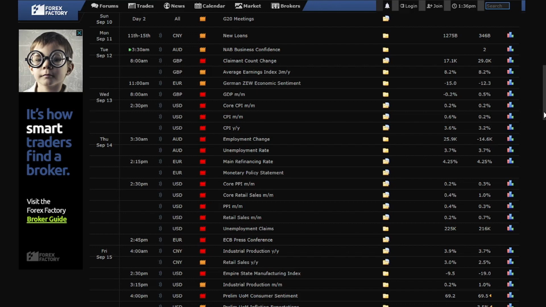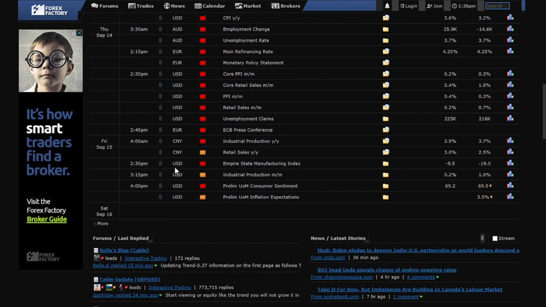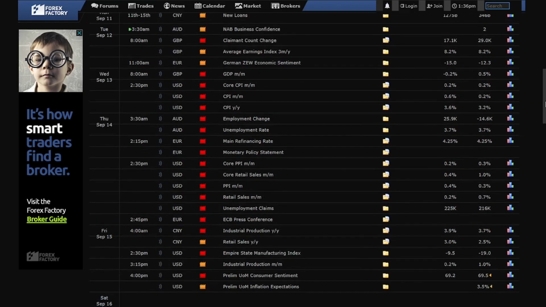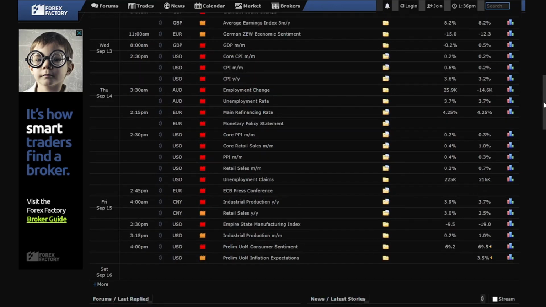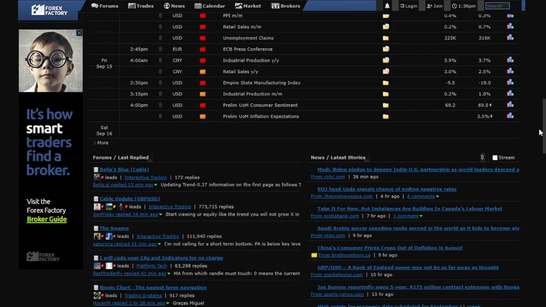And on Friday, September the 15th, we have USD at 2:30 p.m. Empire State Manufacturing Index. We also have the medium impact, which is industrial production. At 4 p.m. we have USD preliminary UoM consumer sentiment, preliminary UoM inflation expectations. Guys, that is all we have on Forex Factory. This is just to show you the upcoming news for this week.